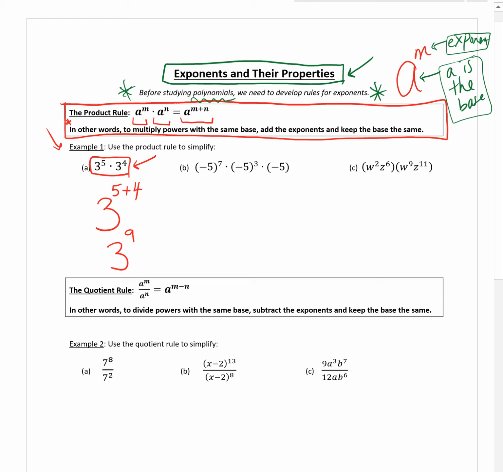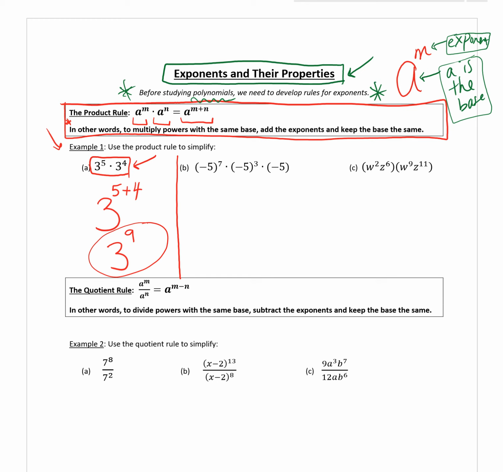And a lot of these problems, you can just leave it like that. I think they just want you to practice using these rules. They don't really care what the answer is, because I imagine 3 to the 9th power is a pretty big number. So don't feel like you have to multiply everything out, especially when it's a huge number.